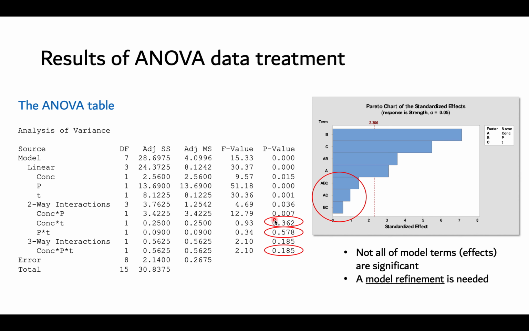Another way to evaluate the results can be conducted by looking at the Pareto chart. Here is the Pareto chart. Here we have all terms or all effects. Please note also that not all of the effects are significant. Those effects less than the red dotted line are not significant. So here we can see that AC, BC and ABC are not significant.